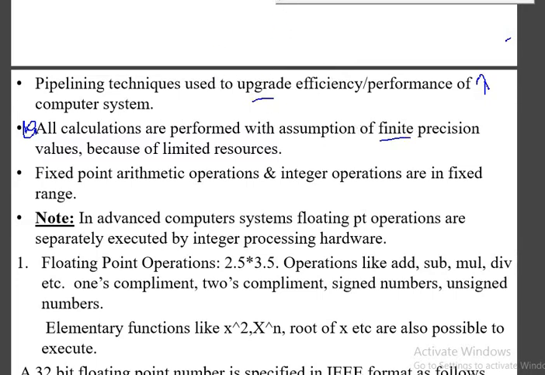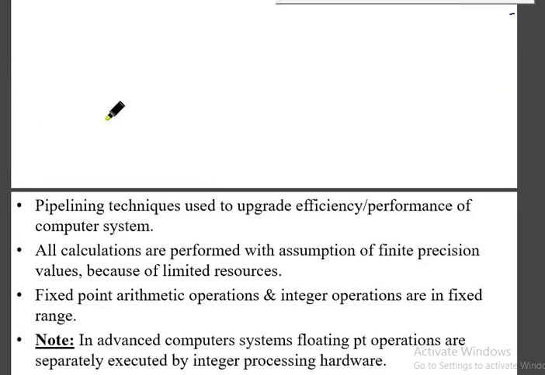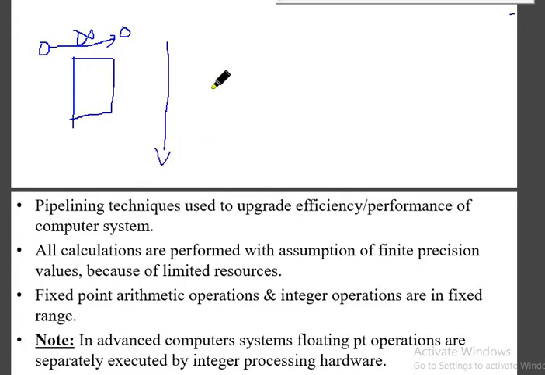Why? See the scenario here. If I want to execute some program to calculate the distance between two stars, in day-to-day life we say two stars are at a distance of infinite. But we will go for a lot of calculation, and all these calculations should take place in some hardware called RAM.